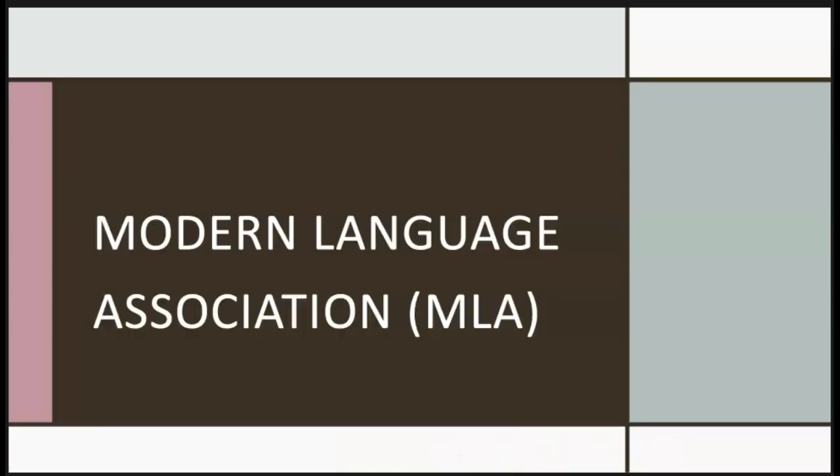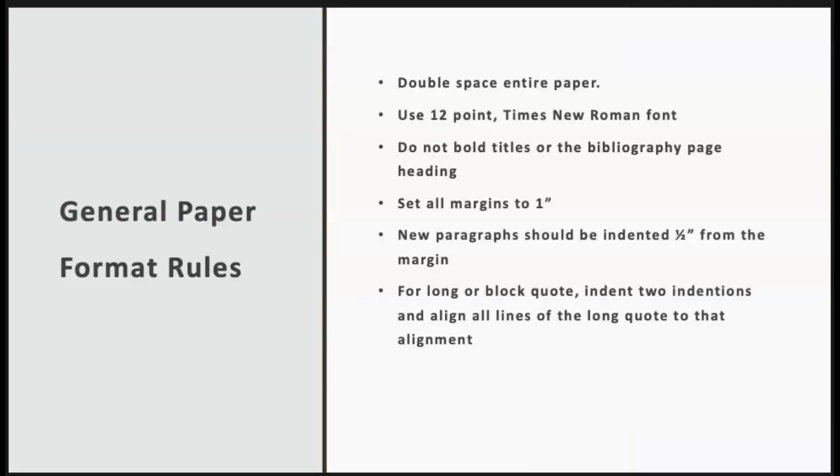Now, MLA stands for Modern Language Association, just like APA stands for American Psychological Association. So the Modern Language Association, MLA, is what we use in English. They also use it in history, in some other subject areas. Some general rules for formatting a paper in MLA style.